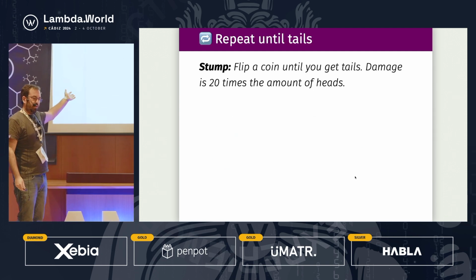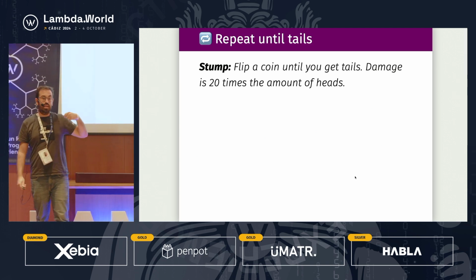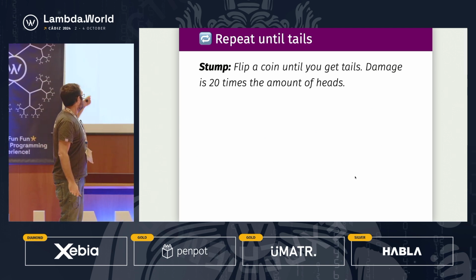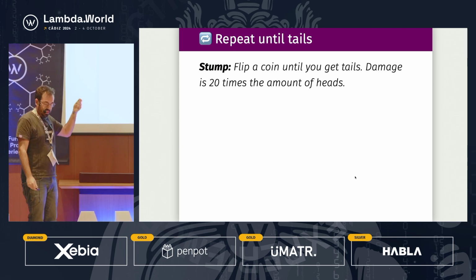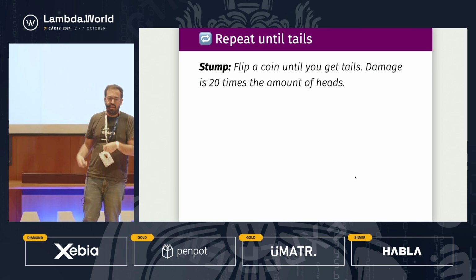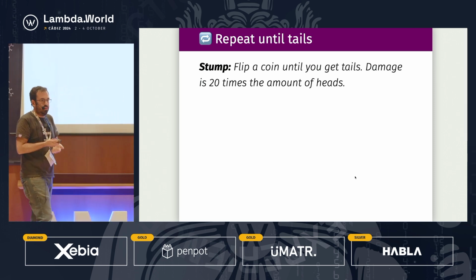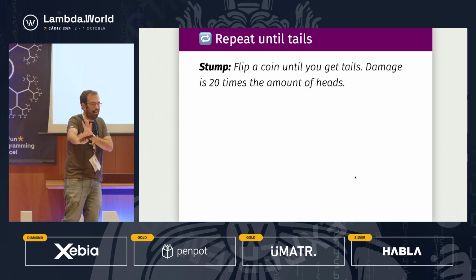And as I said, the other thing we also want to do, so coin flips are essentially conditionals, but we also want to do loops. So for example, here, this attack I said where you flip a coin until you get tails, and then you do 20 times the amount of damage. So we don't have loops, and that is going to be a problem. That's one of the things we're going to solve.